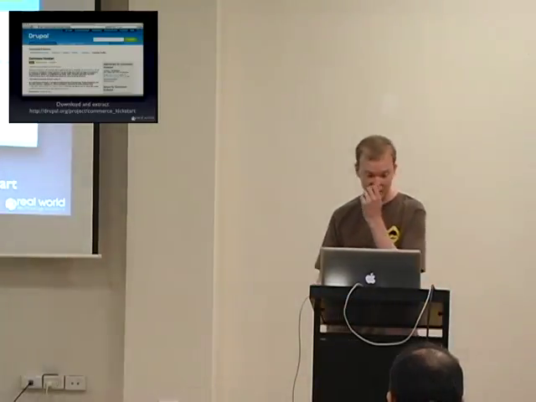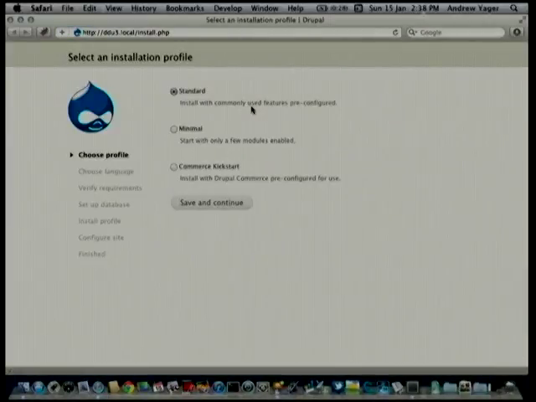So here's where you can go. So this is the Commerce Kickstart page. And here we go. So we're going to install this. So if you've never used an install profile before, you'll see up here we've got the standard, the minimal, and now Commerce Kickstart. So I've pre-downloaded the Commerce Kickstart, put it on my machine, set up a web host, all those sorts of things. There we go.